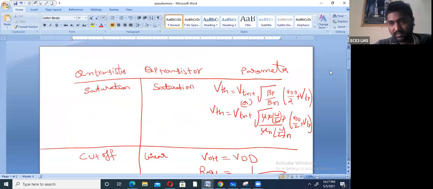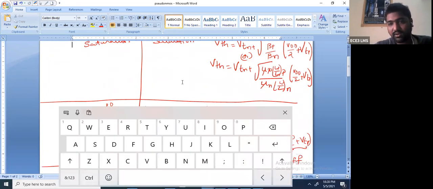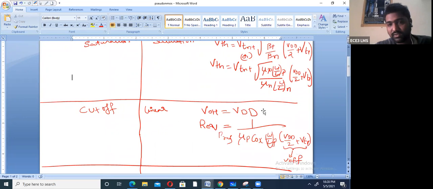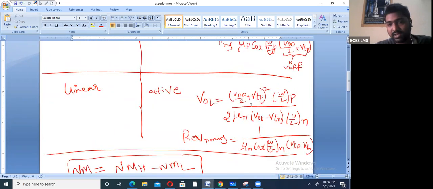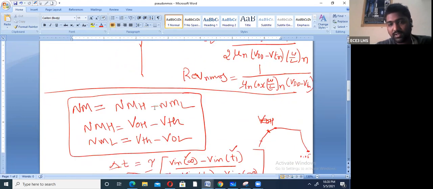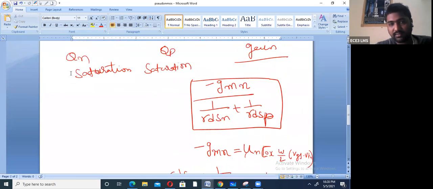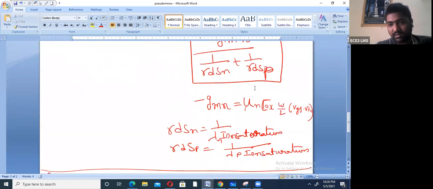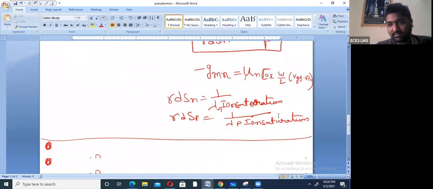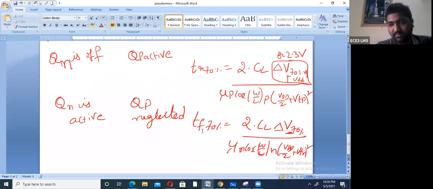This I explained for the pseudo NMOS inverter. Now I give an assignment to find out the same for the CMOS inverter. For CMOS inverter and pseudo NMOS inverter, with both transistors in the saturation region, the threshold voltage equation you will get like this. VOH you will get as VDD or equivalent. For VOL you will get this equation, where NMOS is linear and PMOS is active. This is the noise margin, and this is the gain, gmn by 1 by R, where gmn is mu n Cox W by L times VGS minus VTN. Then the rise time and fall time.